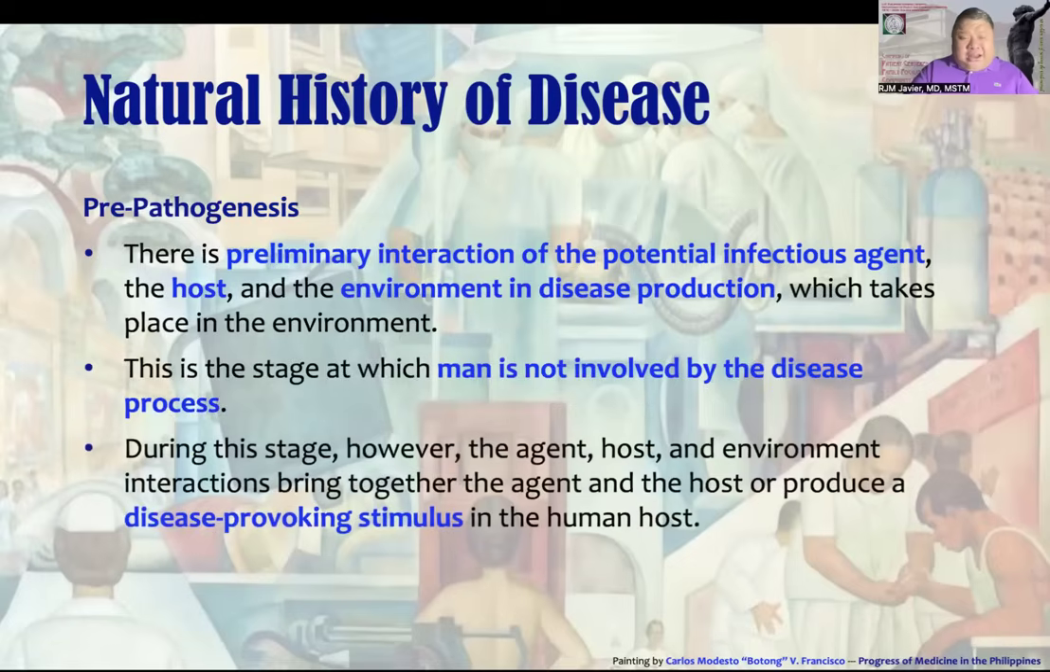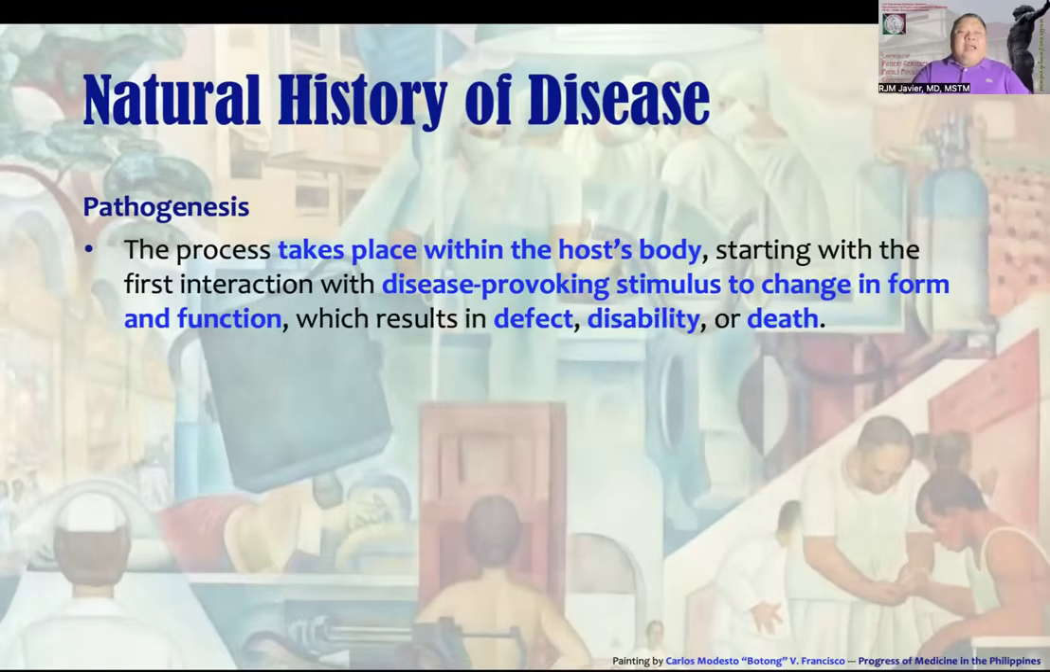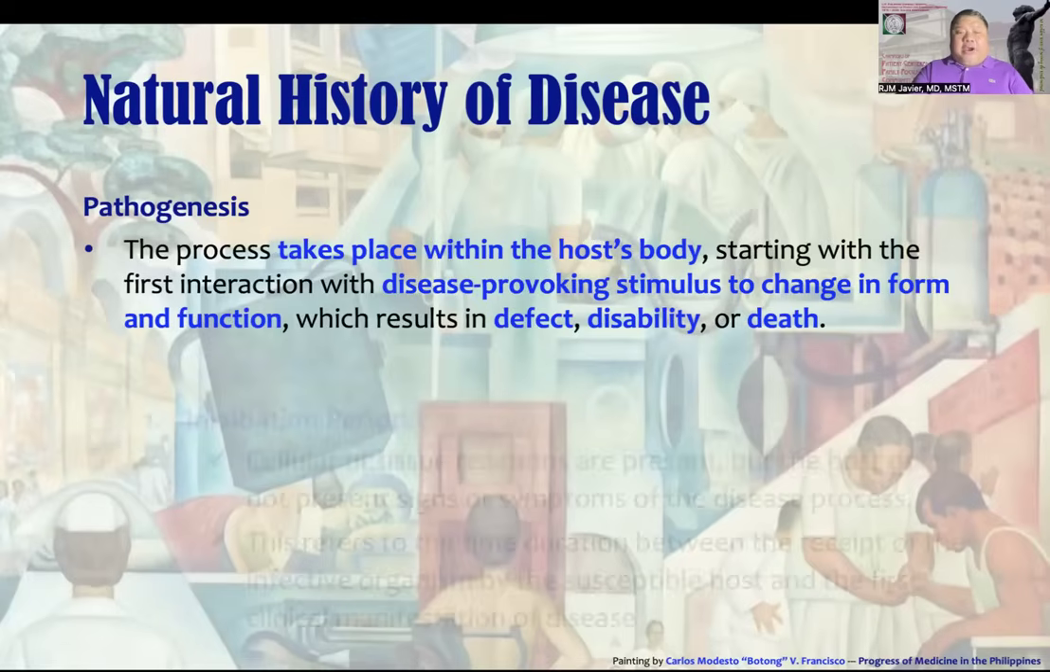And during this stage, however, the agent, the host, and the environment interactions will bring together the agent and the host to produce a disease-provoking stimulus in the human host. This eventually leads to the pathogenesis stage. The pathogenesis stage will take place within the host's body, starting with the first interaction with a disease-provoking stimulus that will precipitate changes in form and function of cells, tissues, or organs, which ultimately result in defect, disability, or death.